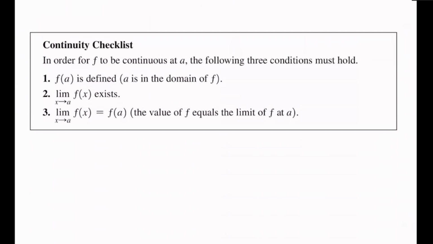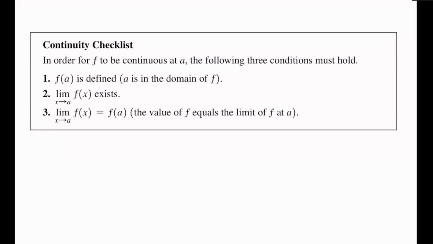For this equation to be true, three conditions must be satisfied. First, f of a must be defined, meaning it is in the domain of f. Second, the limit of f of x as x approaches a must exist. And third, the limit must equal the function value. Think of it this way. If you're walking along the graph of a function and you can pass through a point (a, f of a) without jumping, breaking, or encountering a hole, then the function is continuous at that point.